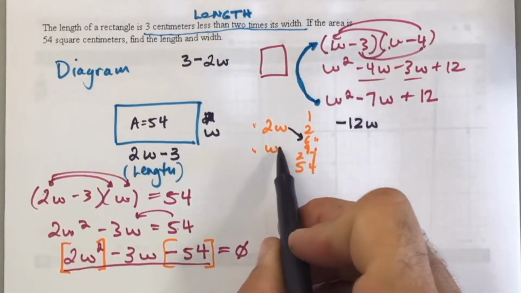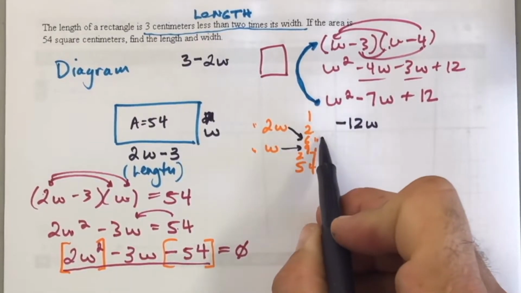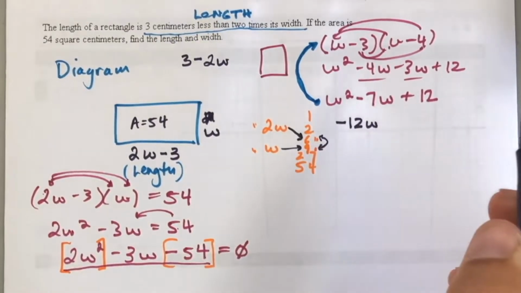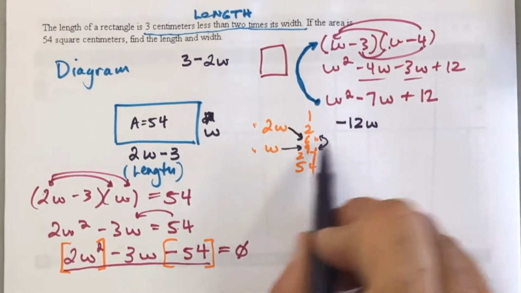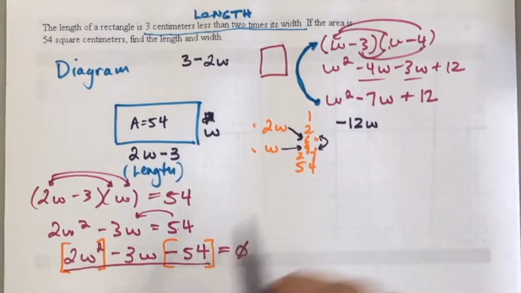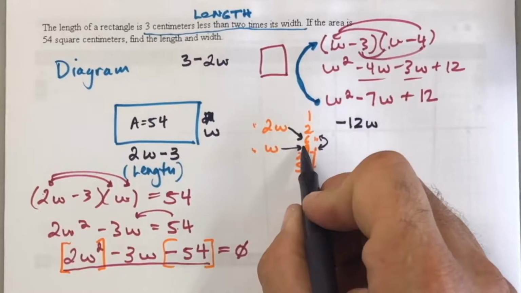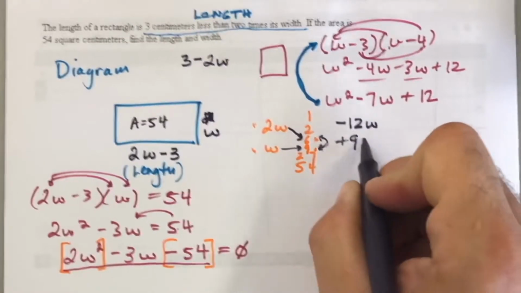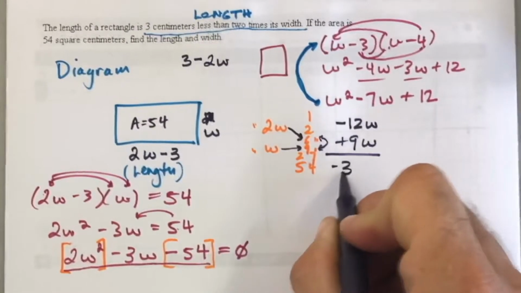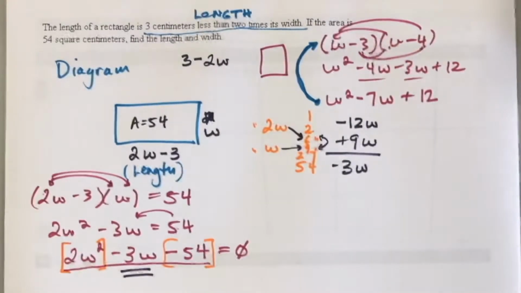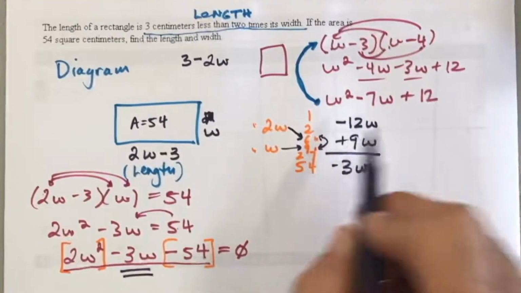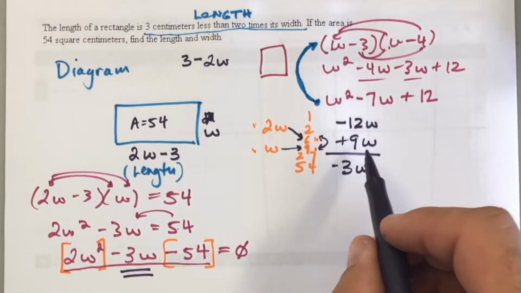And if I match up the W with the 9, now if I use 6, I have to use 9. Because 6 times 9, I want to equal 54. So W times positive 9 will give me a positive 9W, and I have my negative 3W. That's what I have here, right? Now this takes a lot of practice, but it is good to see now.